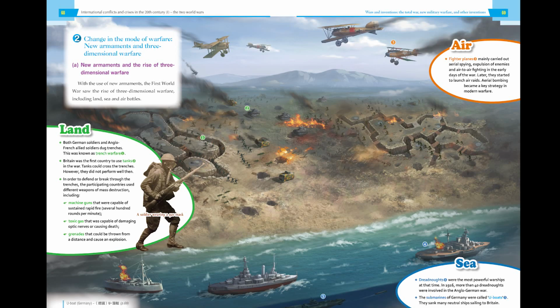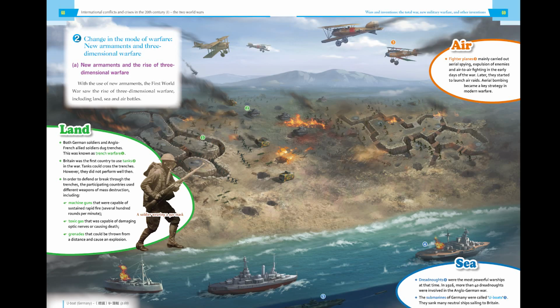Air. Fighter planes mainly carried out aerial spying, expulsion of enemies, and air-to-air fighting in the early days of the war. Later, they started to launch air raids. Aerial bombing became a key strategy in modern warfare.